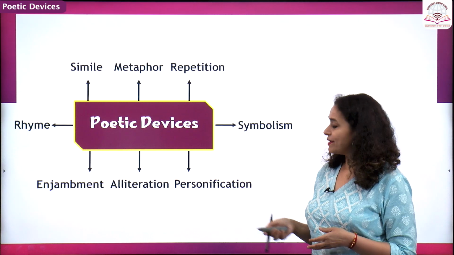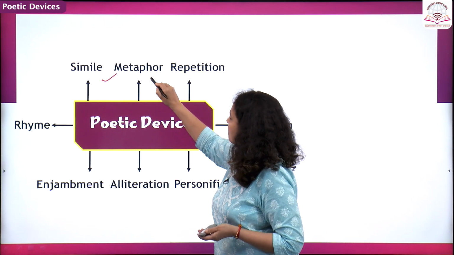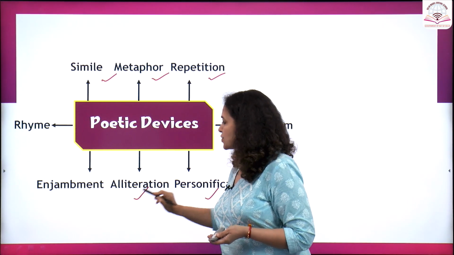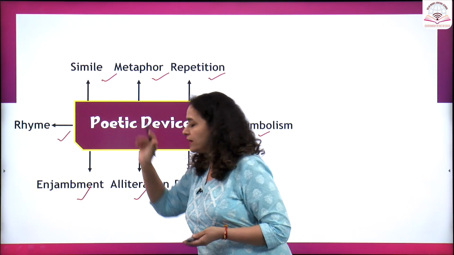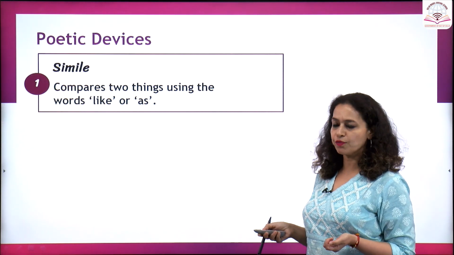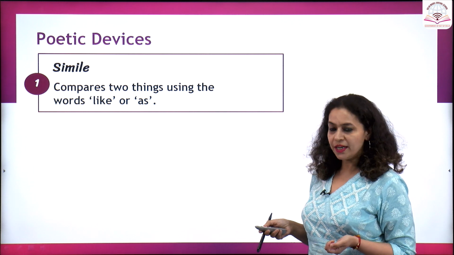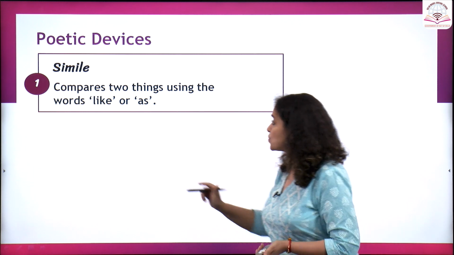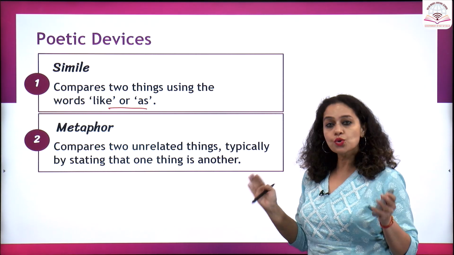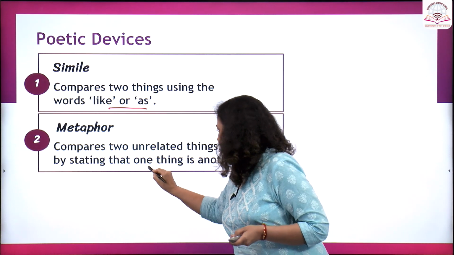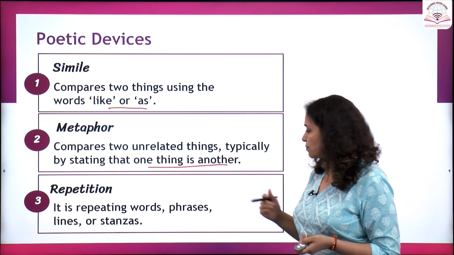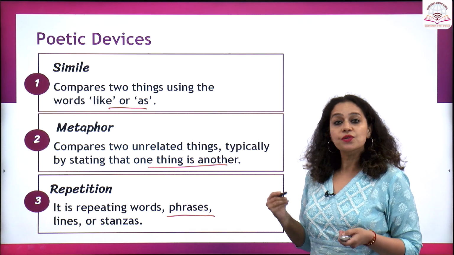We have certain poetic devices like simile, metaphor, repetition, symbolism, personification, alliteration, enjambment and rhyme. We have taken up these poetic devices in the last video, so let's have a quick recap of the following ones. First is simile. Simile compares two things using the words like or as. Metaphor compares two unrelated things, typically by stating that one thing is another. And if we talk about repetition, it is repeating words, phrases, lines or stanzas.